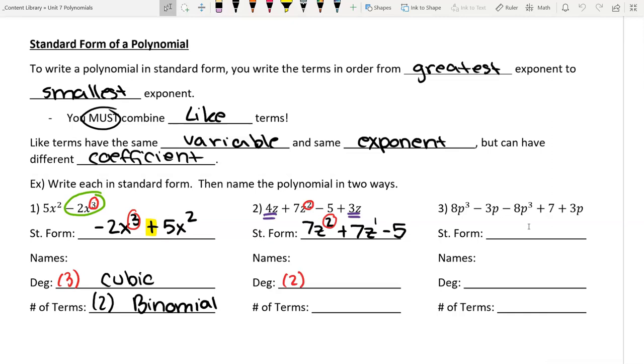Highest degree is 2. That's called a quadratic. Number of terms, you should have gotten already, hopefully, is a trinomial. Okay, there are 3 terms there. See how you could have gotten that wrong if you didn't combine like terms? Because the original one had 4, but you have to combine like terms, okay? Last one, I'll pause and give you a sec. Hopefully you can figure it out.